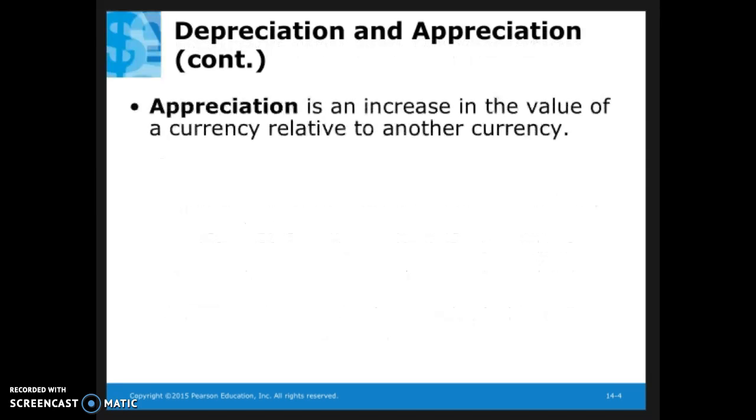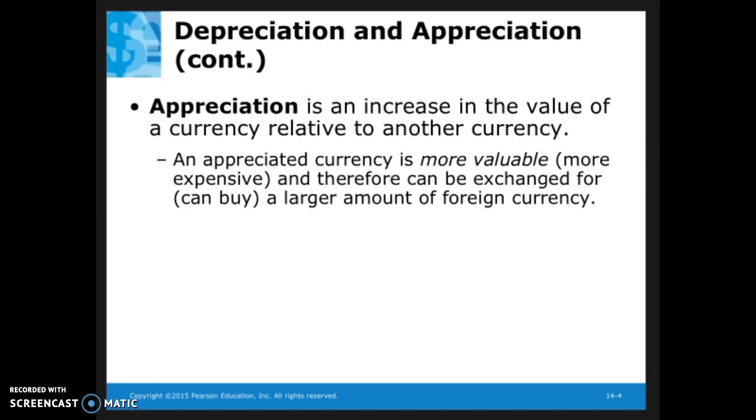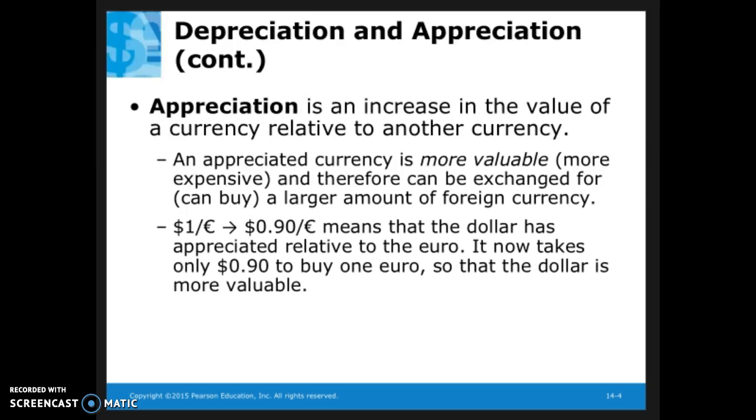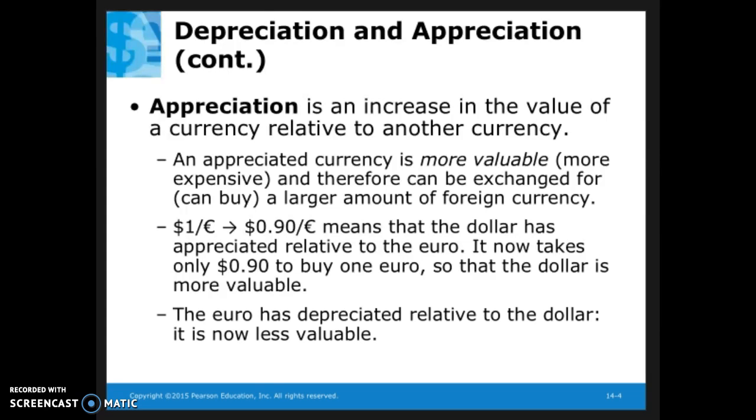So let's move on to appreciation. This is an increase in the value of a currency relative to another. It's more valuable and can be exchanged for a larger amount. So we have $1 per euro turning into 90 cents per euro, which means that the dollar has appreciated relative to the euro. And the euro has depreciated.